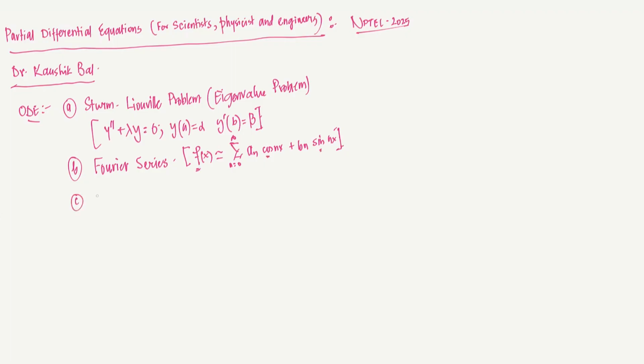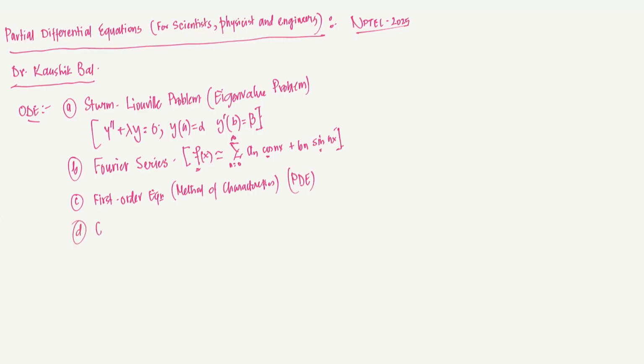Then we'll look at some first order equation, which is method of characteristics. First order equation, method of characteristics, which will be followed by characteristics. So this will be your PDE part. This is the PDE part which we start.